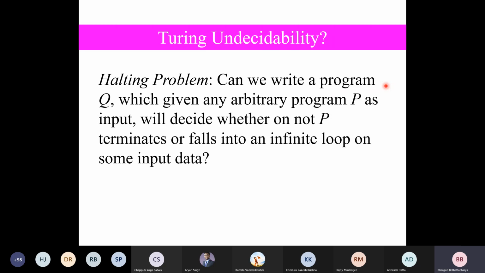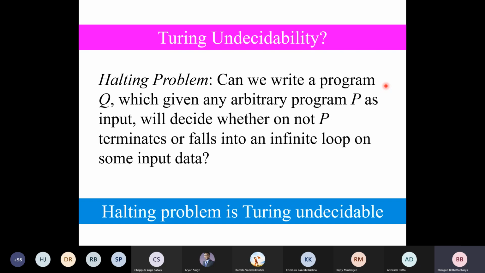And I want to automate this detection process. I want to write another program Q, which would take this program P as input and would decide whether or not P would enter an infinite loop on some input data. The halting problem says that you cannot write this kind of universal program. This cannot be solved by a Turing machine, and hence this is Turing undecidable. So the presence of an infinite loop in an arbitrary program cannot be identified using another program.